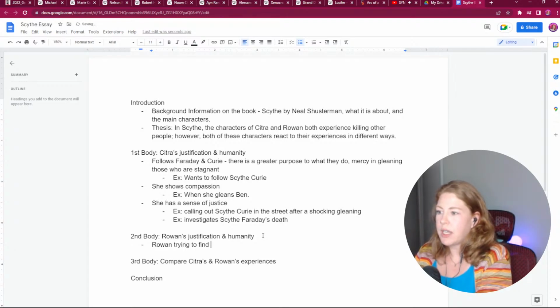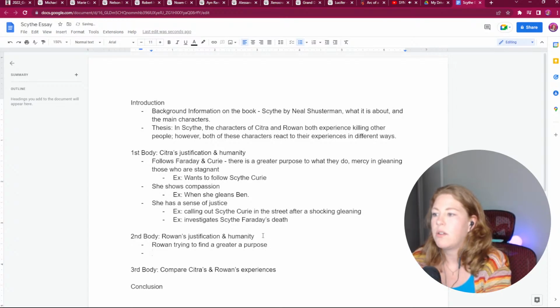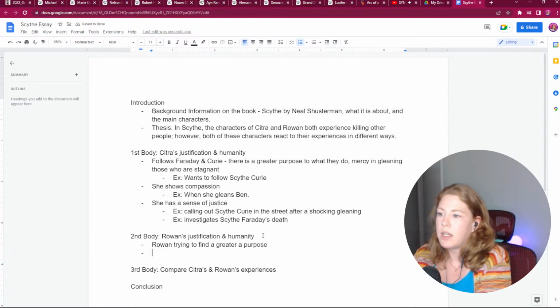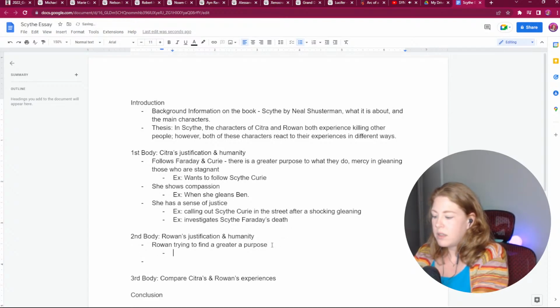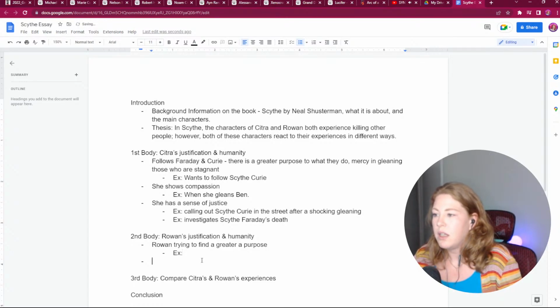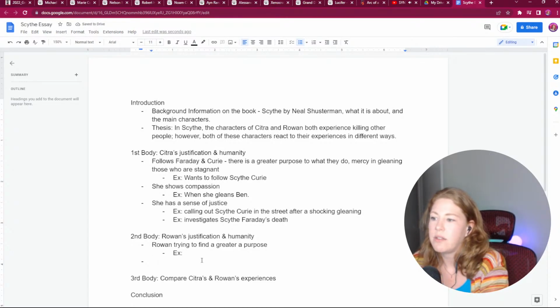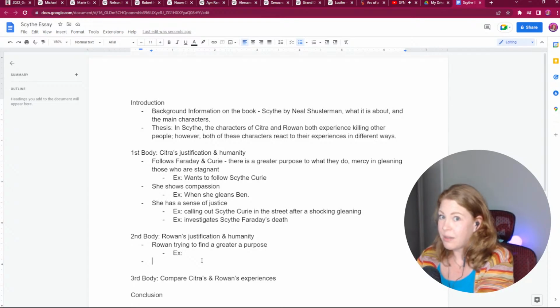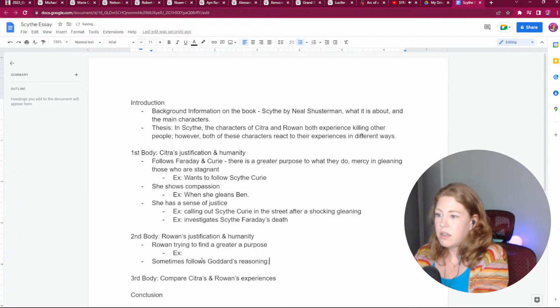But I also think there's another way that I'm going to come up with an example of in just a second. There are other ways that I feel like Rowan justifies it, right? To a certain extent, he justifies it in the same way that Goddard does sometimes, right? Goddard's reasoning. Enjoys it. Yeah.